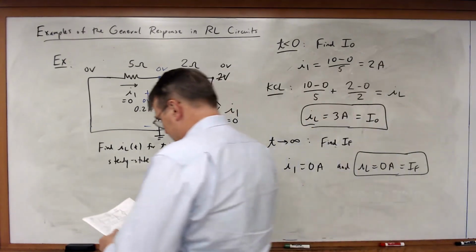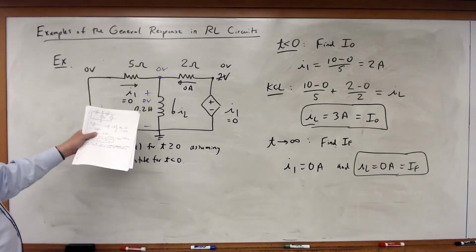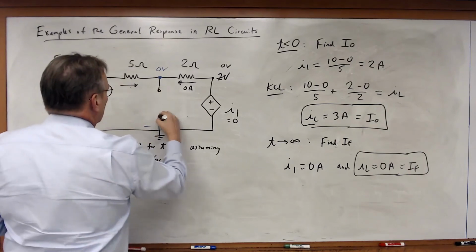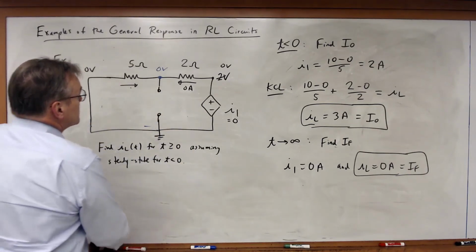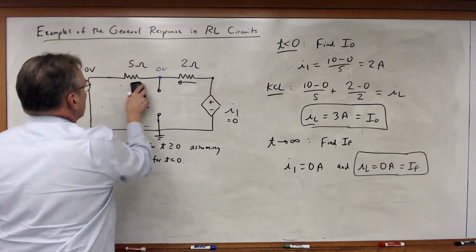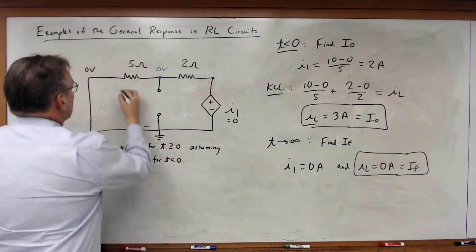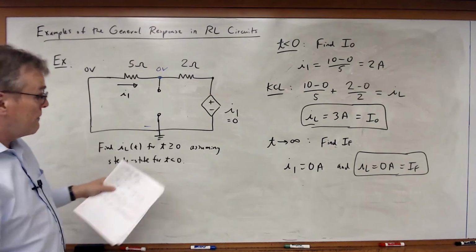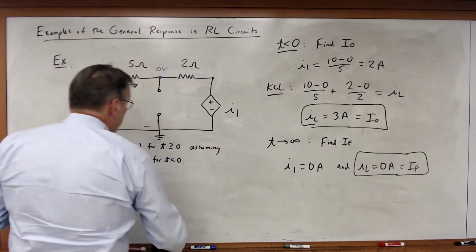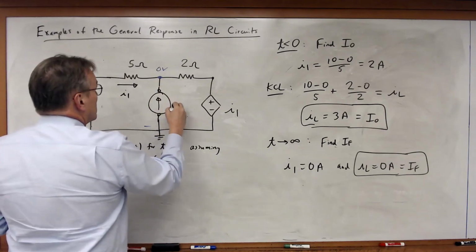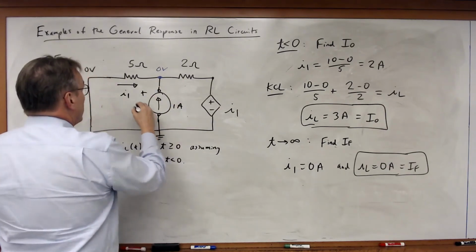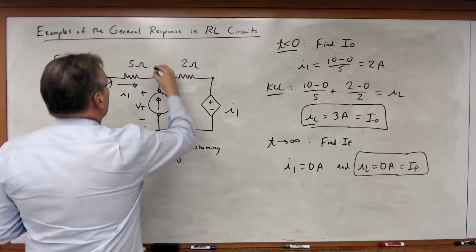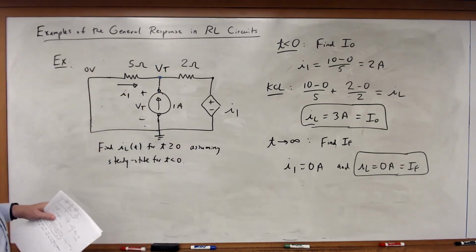Now what about tau? For tau, I need to find the equivalent resistance across the inductor. In this case, we note this is equal to I1. I've got a dependent source, so I have to solve using source driving in order to find the equivalent resistance. So here's a 1 amp source. I'm going to find VT, and therefore VT is the voltage of that node.